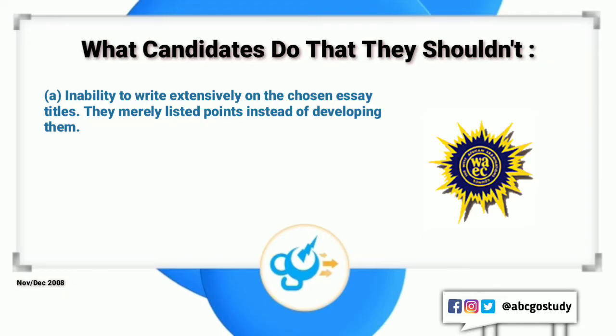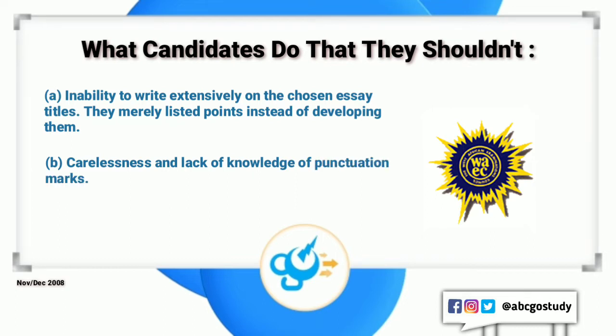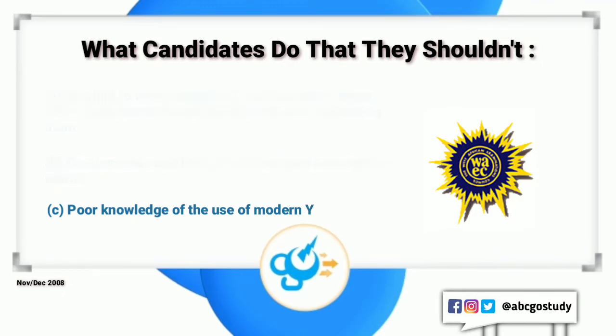The second one is that WAEC recognized that the students that particular year were careless. They lacked knowledge of punctuation marks. They did not punctuate, with commas, full stops, and the like. These are punctuation marks that you should know how to use. There was also poor knowledge of the use of modern Yoruba orthography, and a deficiency or wrong use of tone marks.